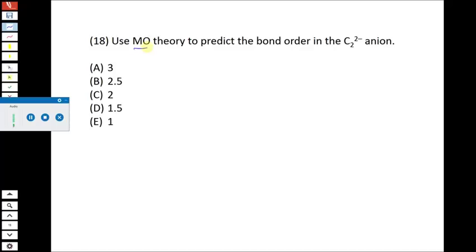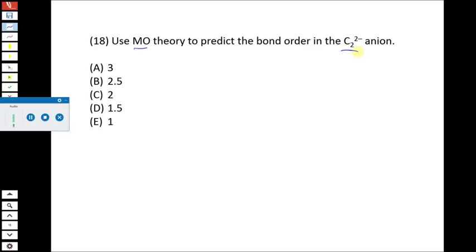So they're both mathematical models of bonding that involve mixing of orbitals. But the difference with molecular orbital theory is that we form new orbitals that are delocalized over the entire molecule. We no longer have atomic orbitals or hybrid orbitals on each atom. We have molecular orbitals that are delocalized over the entire structure. So here we're doing it for the C2 2- anion.